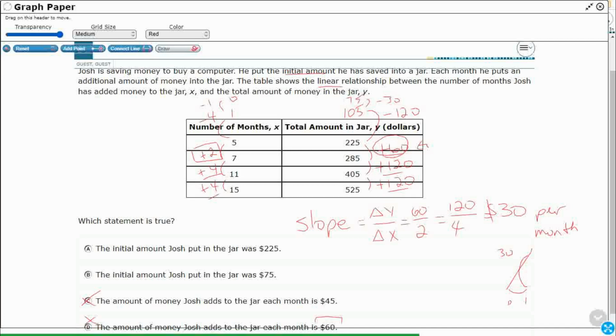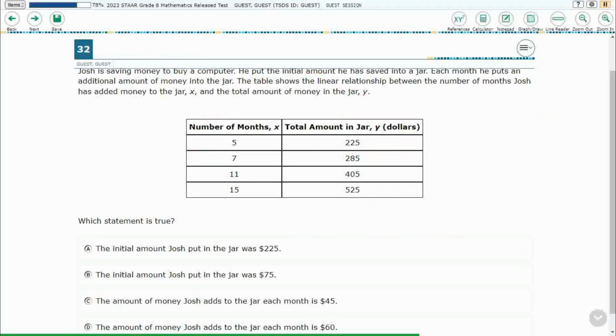So that is actually, at my 0 month, right, that is actually going to be my y-intercept. So it's not starting at the origin. It's not proportional, right? It's going to start like up here and move like that. That's $75 at the 0 month. So it's not 225, it is going to be B. That is our answer.